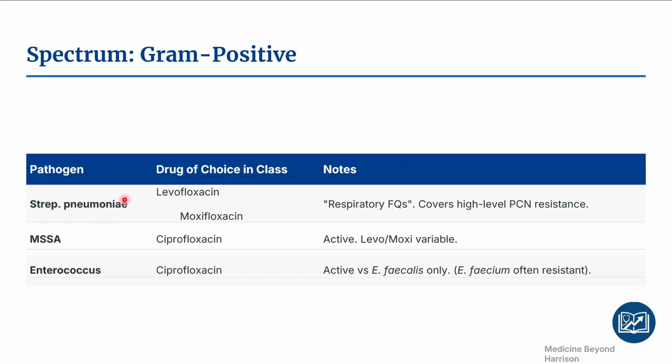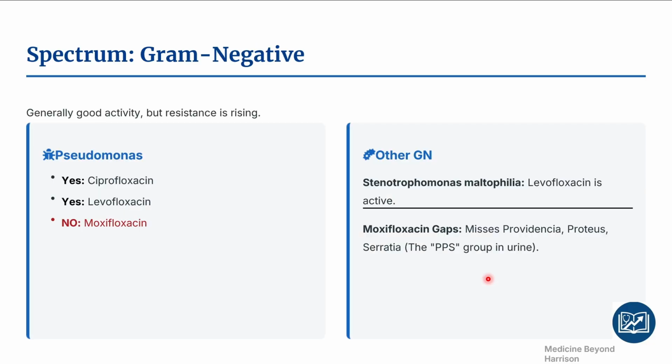Spectrum, gram-positive: it has coverage against a few organisms like Streptococcus pneumoniae, MSSA, and Enterococcus, that too only Enterococcus faecalis. Levofloxacin and moxifloxacin are active against MSSA. Again, the drug of choice is ciprofloxacin. For Streptococcus pneumoniae, respiratory quinolones such as moxifloxacin and levofloxacin can be given. These are respiratory fluoroquinolones and cover high-level penicillin-resistant strains also. And just remember, Enterococcus faecium is intrinsically resistant to fluoroquinolone group of drugs.